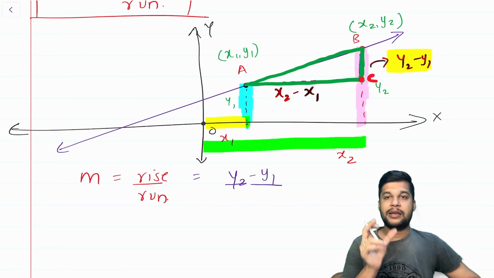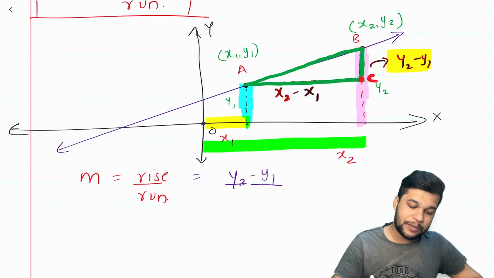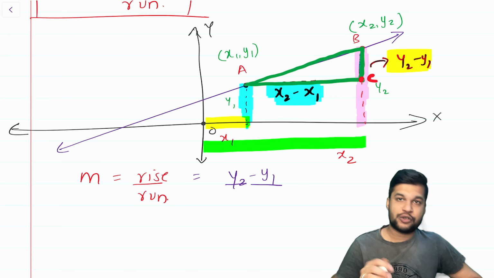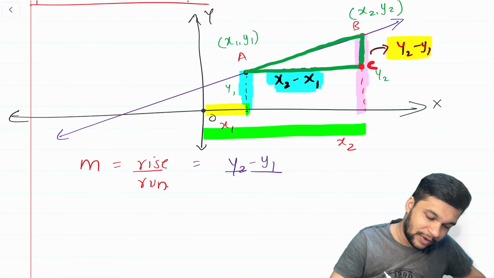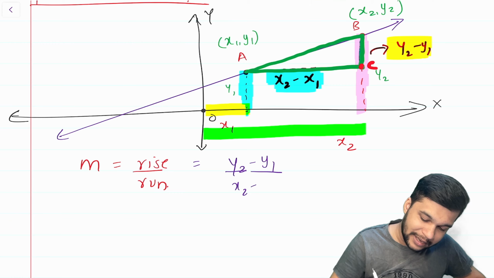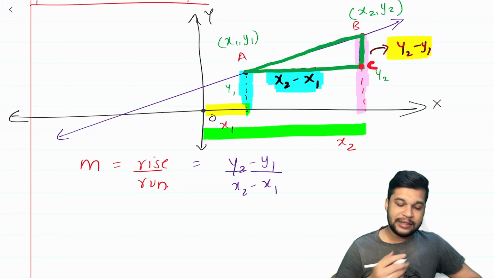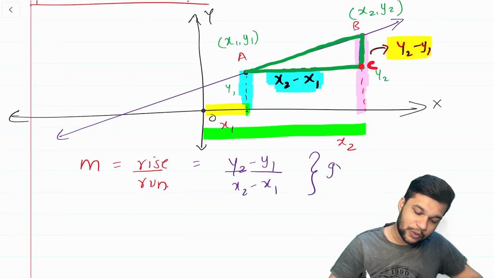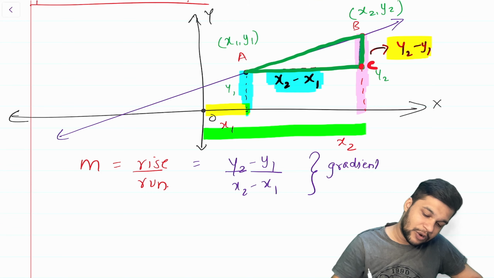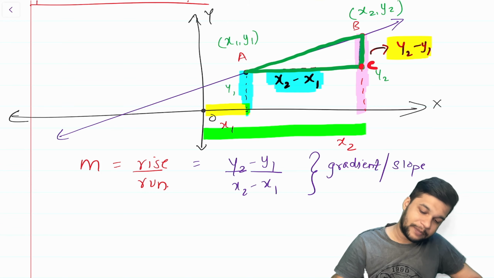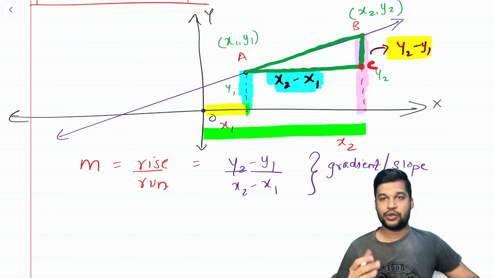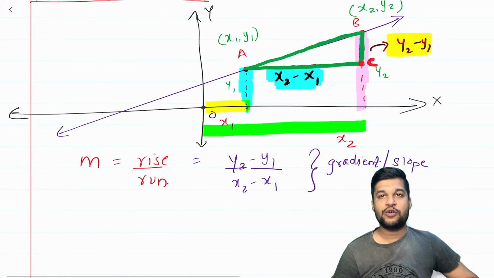And what will be the run? If you observe, this will be your run. Run will be x2 minus x1. So the formula for finding the gradient or the slope, whatever you want to call it, is y2 minus y1 divided by x2 minus x1.